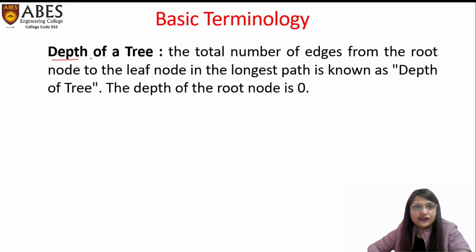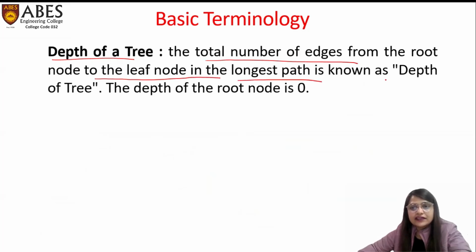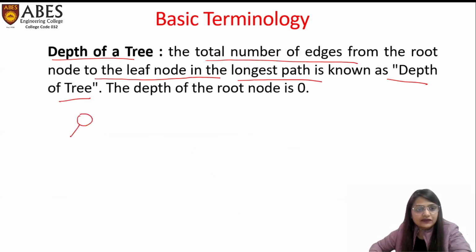Next is depth of a tree. The total number of edges from the root node to that leaf node in the longest path is known as the depth of a tree. Let us understand this concept with the help of an example.